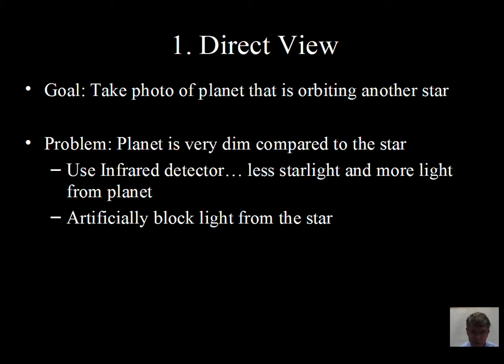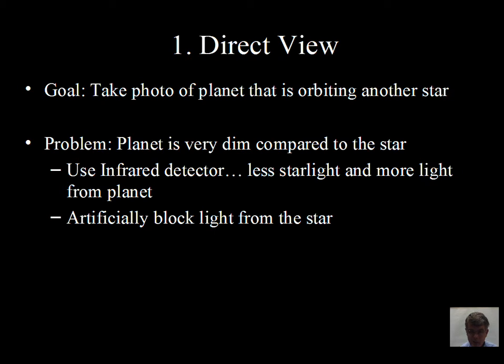Two ways to be clever is to observe in the infrared, not in the visible. Stars are dimmer in the infrared than in the visible, but planets emit infrared light. They get warmed up by their host star and then send infrared light back out into space. So that will compensate a little bit. Not totally, not nearly totally, but it does help a little bit to observe in the infrared.